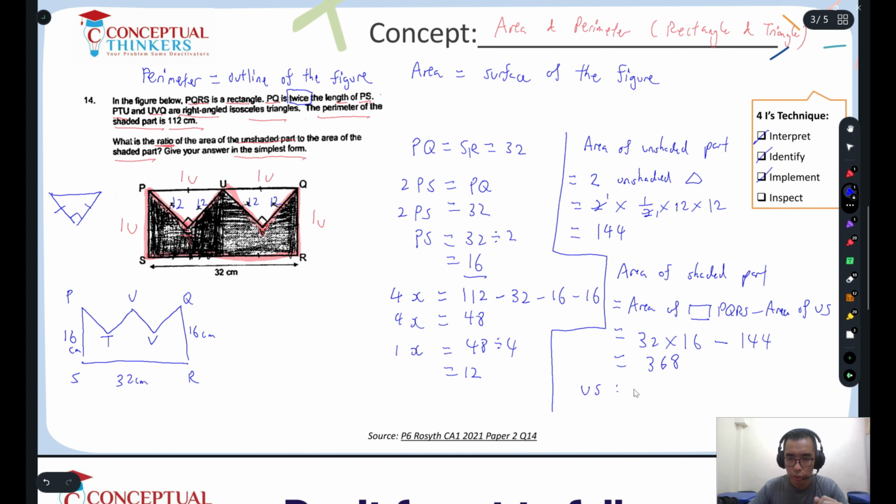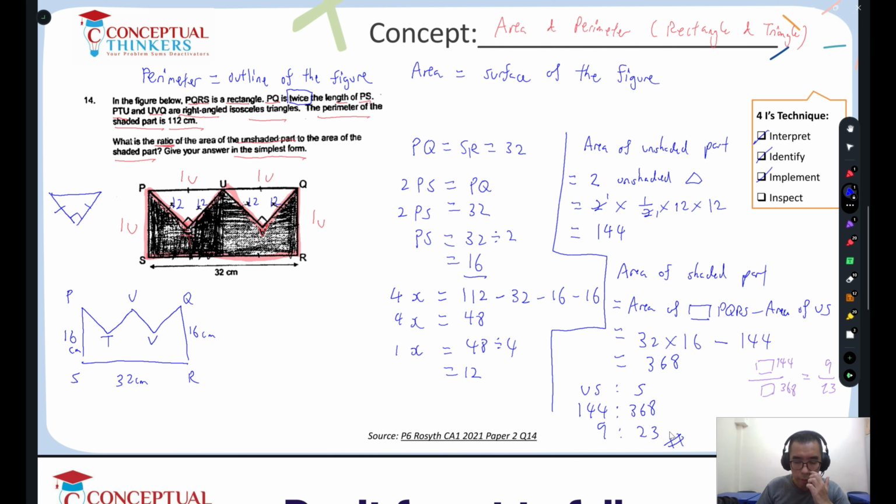Now the question is asking for the unshaded part against the shaded part. So unshaded is actually 144. Now shaded is 368. Now you need to give it in simplest form. Since this is a paper 2 question, you don't need to do your own division of factors. You can straight away use the fraction function on your calculator. I'm going to do it here and show you. You indicate 144 as your numerator, then 368 as your denominator. When you press equal, it will show you your simplest form, which is 9 over 23. So this means that you can write it as 9 is to 23. This means that your ratio is actually a horizontal format of your fraction.